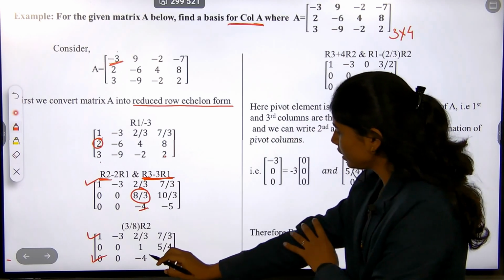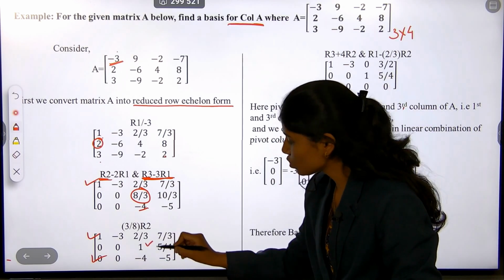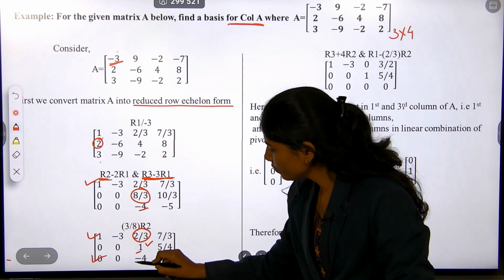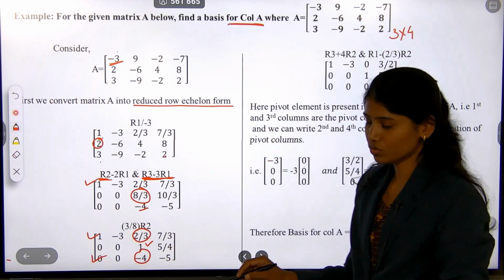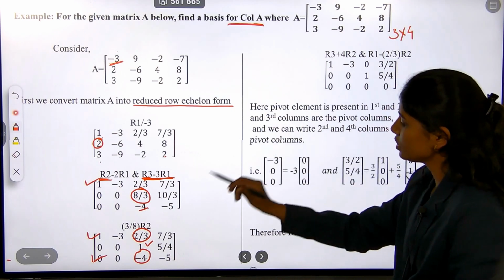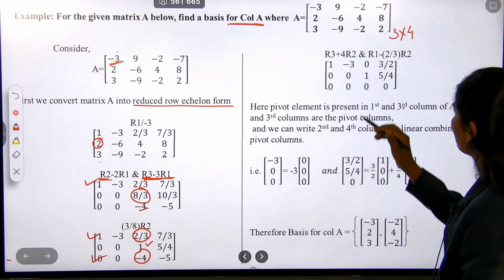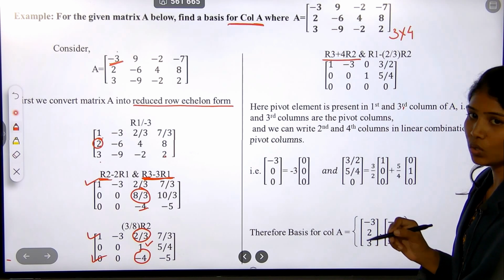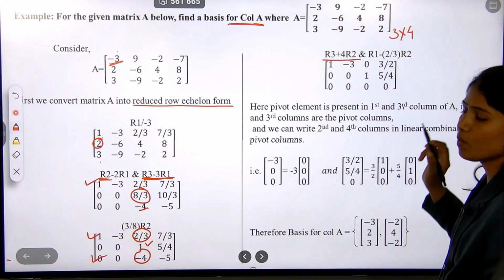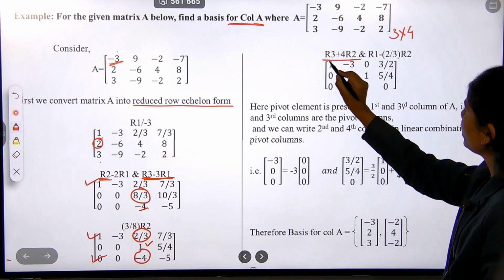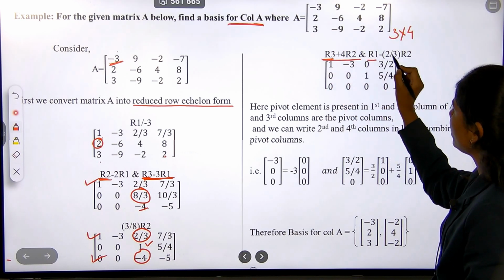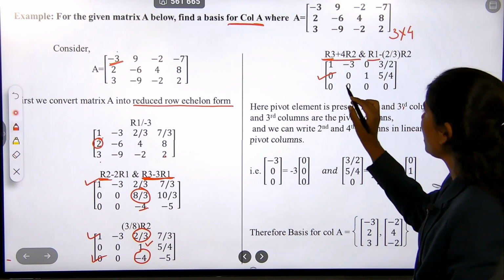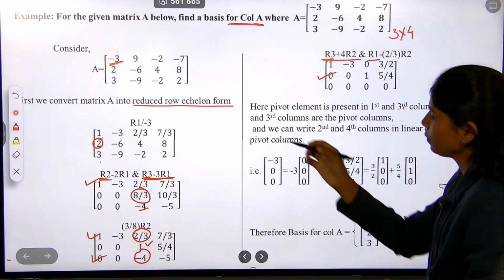After that, here the leading element is 1. So we have to make all other elements of that column 0. So make this 2 upon 3 as 0 and minus 4 as 0. For this, we use row operation R3 plus 4R2 and R1 minus 2 by 3 R2. So we are doing changes in R3 and R1, and write down R2 as it is.